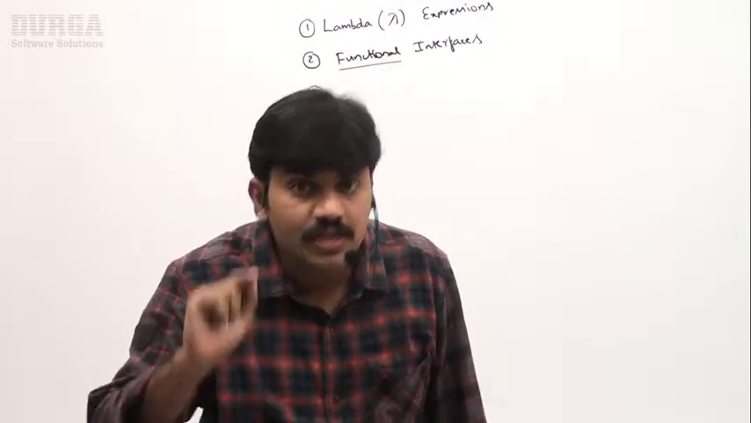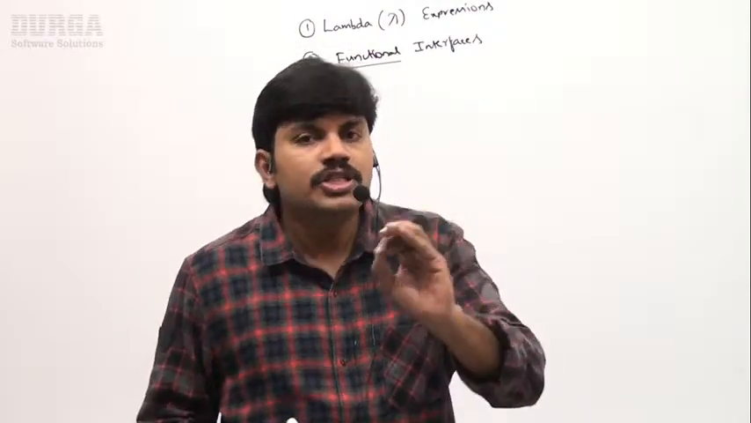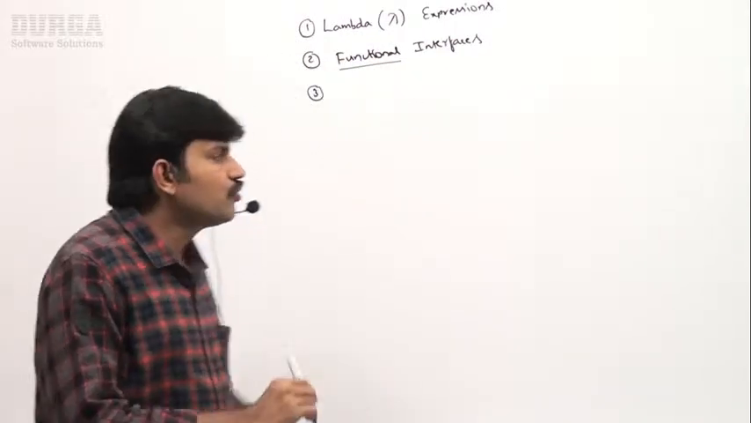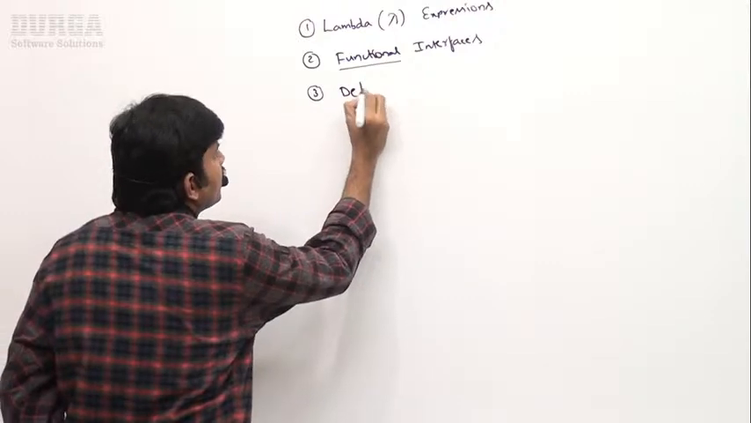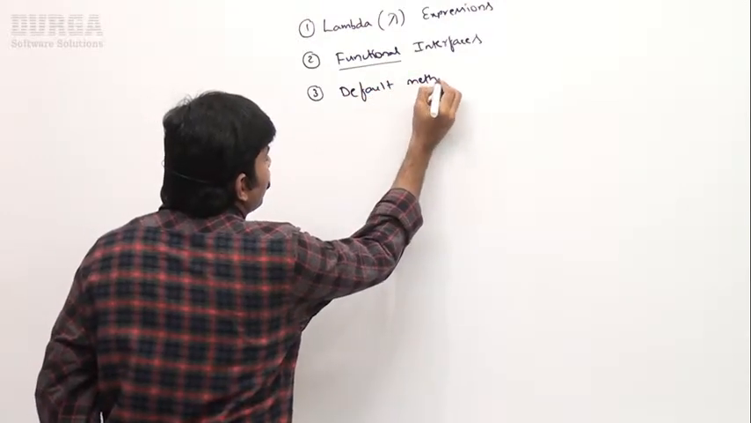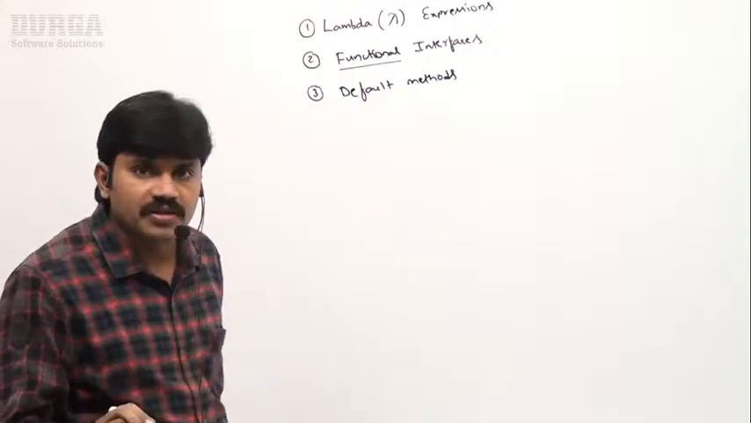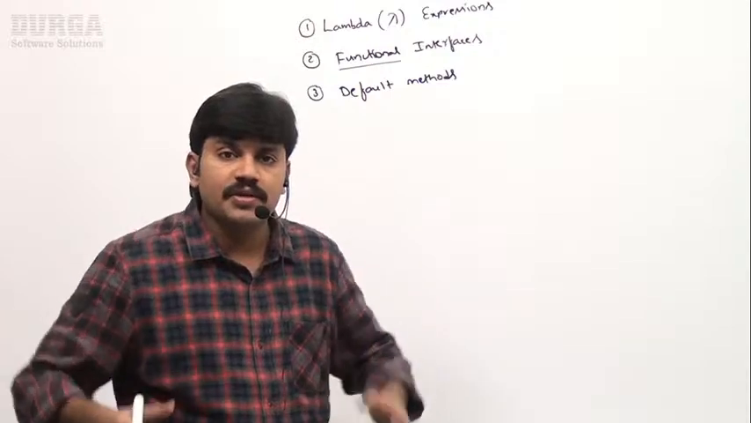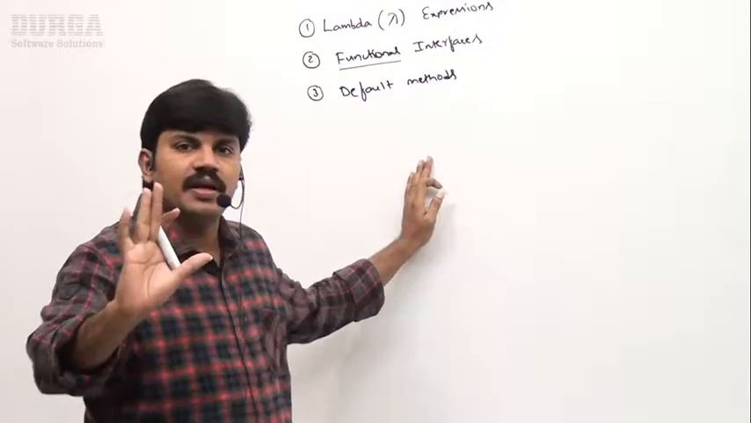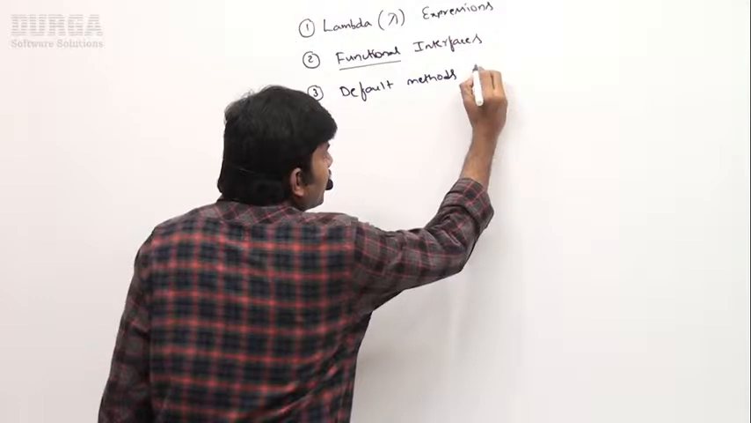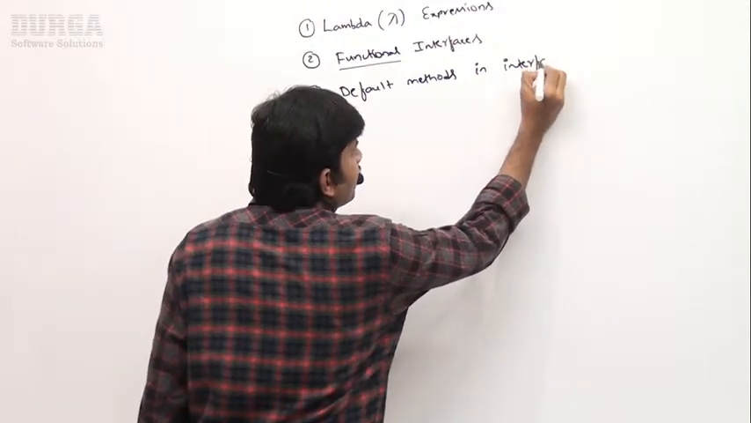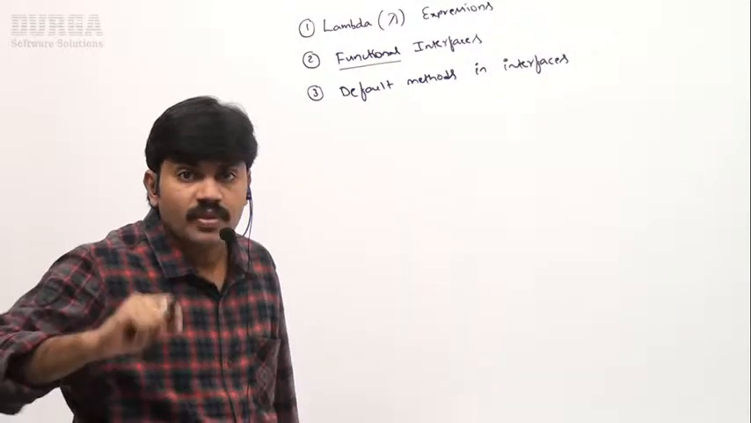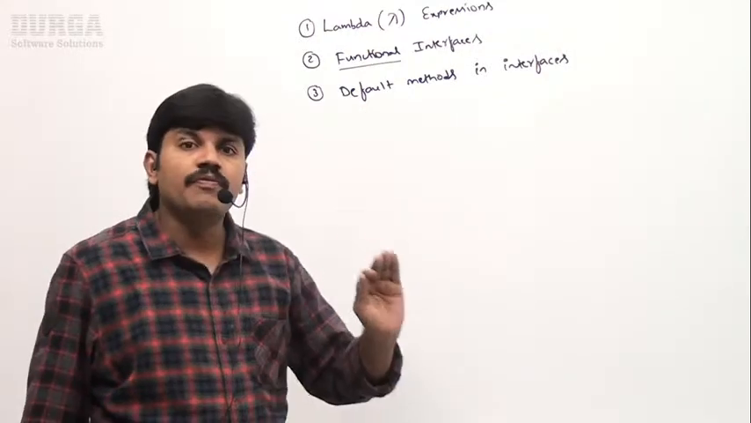But in the 1.8 version, you can even declare concrete methods inside an interface. Those methods are nothing but default methods. What is a default method? What is the purpose of a default method? How can we declare these default methods? I will explain in detail, don't worry about that. From the 1.8 version onwards, we can declare concrete methods inside an interface, called default methods.